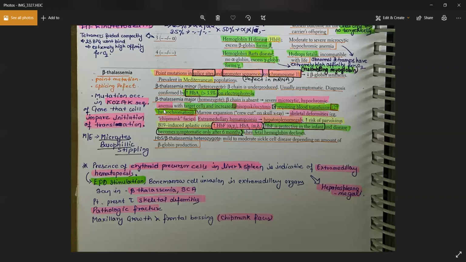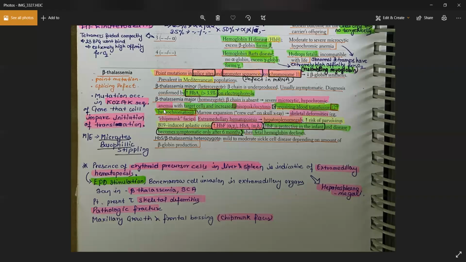In case of minor, you have the beta chain which is underproduced, decreased formation of the beta chain, and as a result, you will have a low level of hemoglobin A1, HbA1, and an increased level of HbA2, because HbA2 contains alpha 2 and delta 2, right? So this would be normal, and it is slightly increased also. So a decreased level of HbA1 and an increased level of HbA2 is what you will see in beta thalassemia minor.